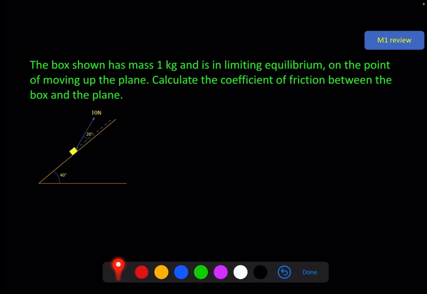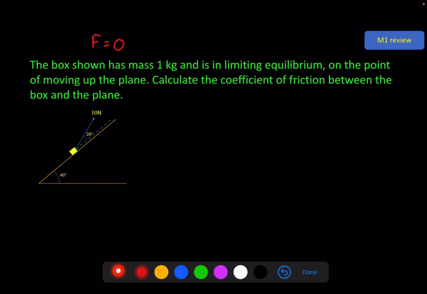So it's in limiting equilibrium, which means it is not moving, but it is just on the point of moving. Calculate the coefficient of friction between the box and the plane. In M1, there were two things to consider on questions like this. The first is that if the box is not moving, the resultant force in any given direction must equal 0, because if it didn't, it would move in that direction.